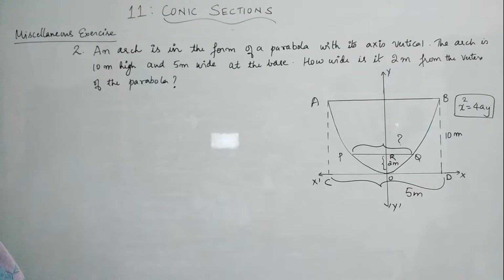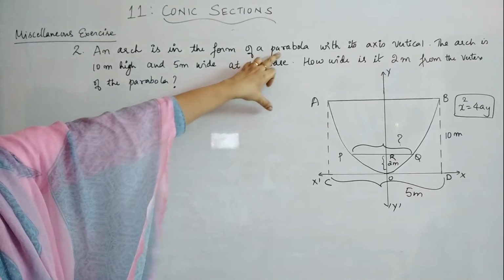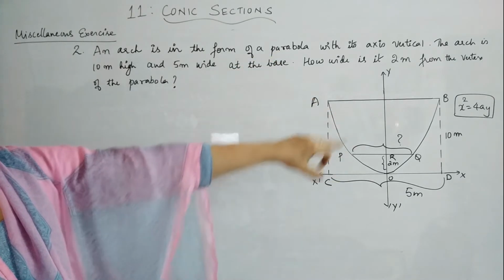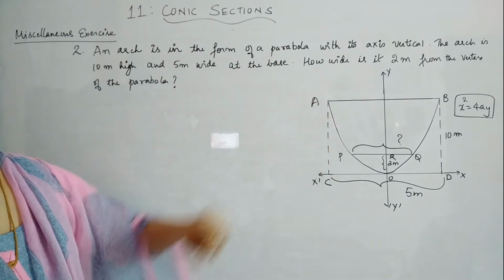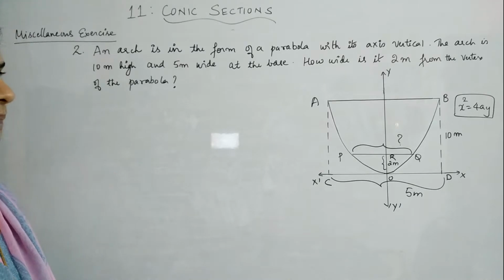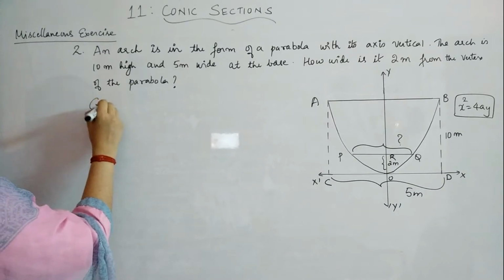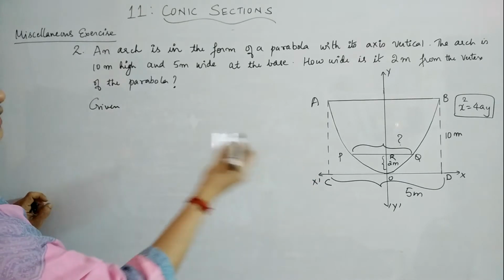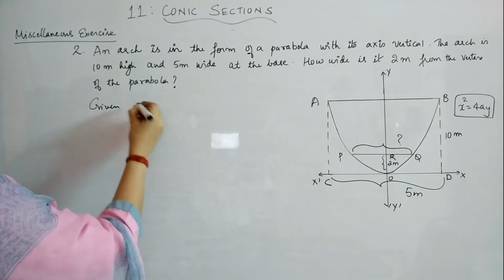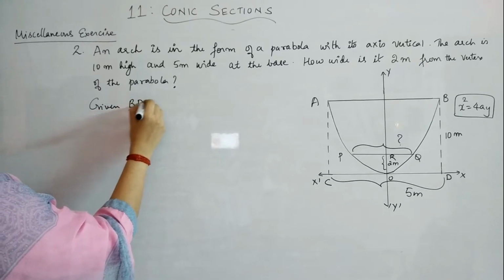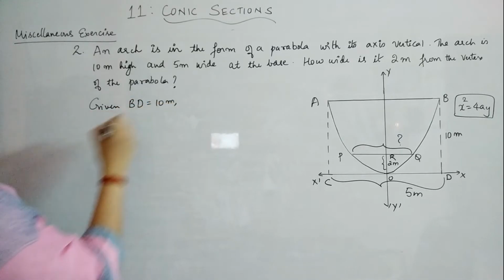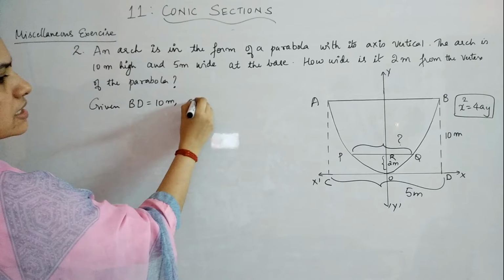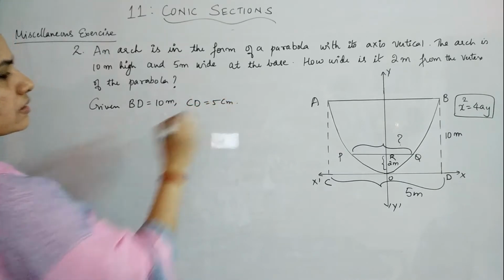So let's start with what is given and which type of equation you can use here. Since the parabola is facing upwards, the parabolic form will be x square equal to 4ay. Okay, so given things from the figure, using the variables, you can say that given are BD is equal to 10 meter and CD is equal to 5 meter, right?